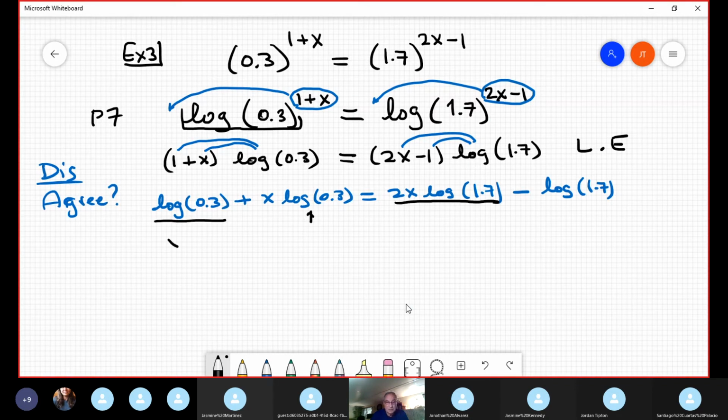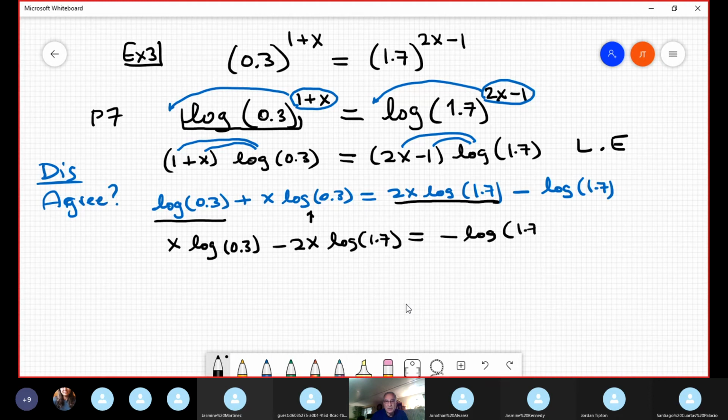So we have x log 0.3 minus 2x log 1.7 is equal to minus log 1.7 minus log 0.3. Oh, crucial moment, because in this moment I saw that x is a common factor. Factor it out.